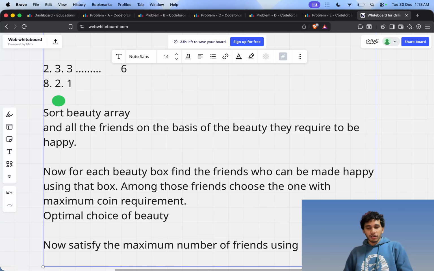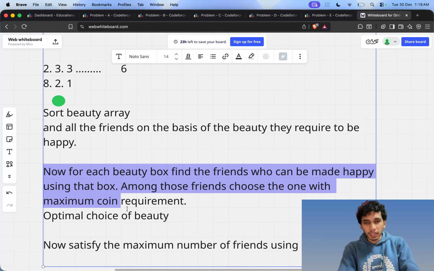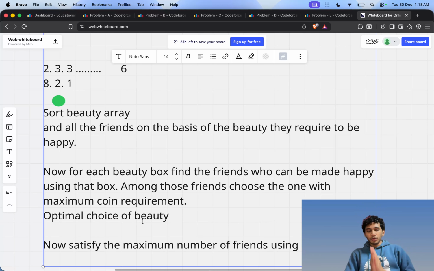an element which cannot be made happy. Up till the element which could be made happy, add it to our answer. And the ones who could be made happy using beauty are already in our answer. So the sum of these both is our final answer. So let's analyze a few things.